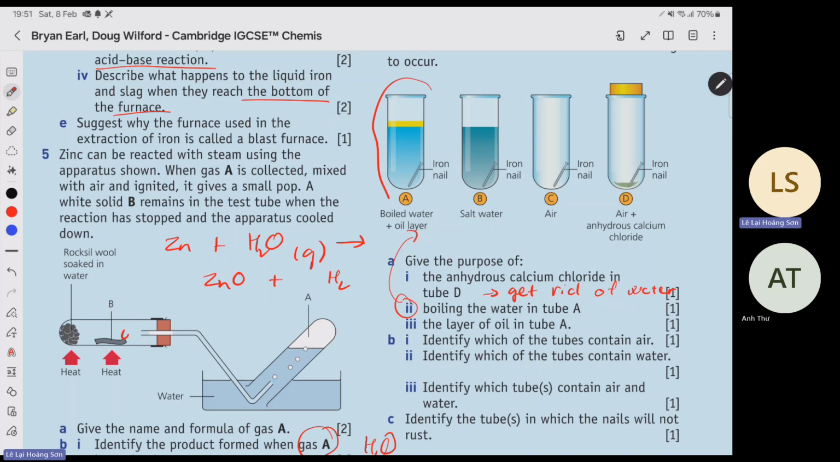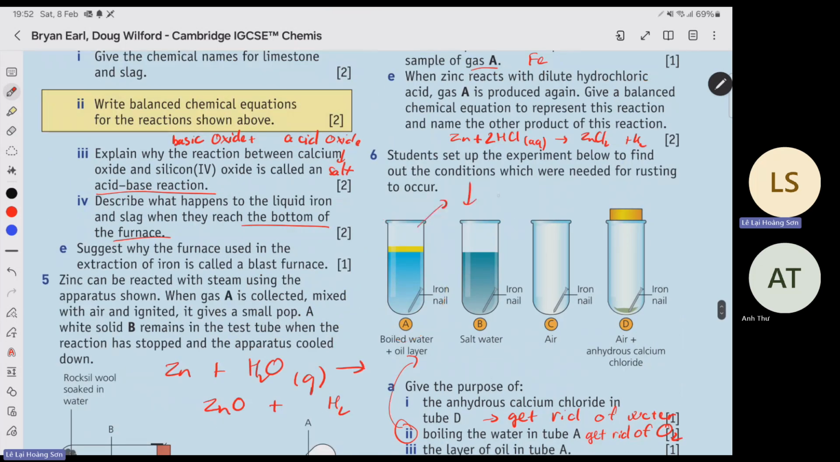Okay. Can you guess why the rusting does not happen in reaction A? Because there is no oxygen. Okay. So based on that, explain why you need to boil the water. If you boil the water, you kind of get rid of what? Oxygen. Why? Because the solubility of the gas will decrease. All right, it will lower the solubility of oxygen in the water.